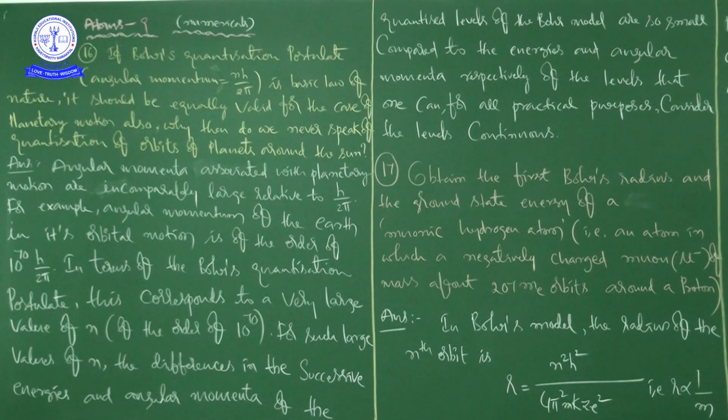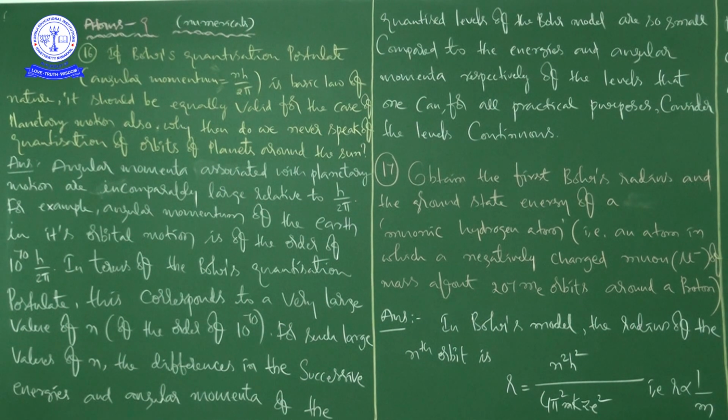And why I am saying all those things is so that you can cross check. He is saying that we never speak of quantization of orbits of planets around the sun. When we hear this, we have to cross check, so we have to go back to gravitation and recall what we discussed in that chapter. So according to this question, think about it: why do we never speak of quantization of orbits of planets around the sun? He is asking the reason.